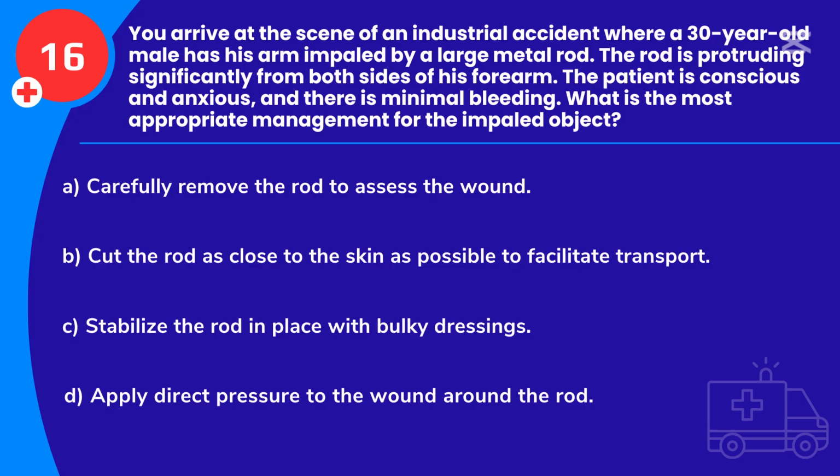Question 16. You arrive at the scene of an industrial accident where a 30-year-old male has his arm impaled by a large metal rod. The rod is protruding significantly from both sides of his forearm. The patient is conscious and anxious, and there is minimal bleeding. What is the most appropriate management for the impaled object? A. Carefully remove the rod to assess the wound. B. Cut the rod as close to the skin as possible to facilitate transport. C. Stabilize the rod in place with bulky dressings. D. Apply direct pressure to the wound around the rod.